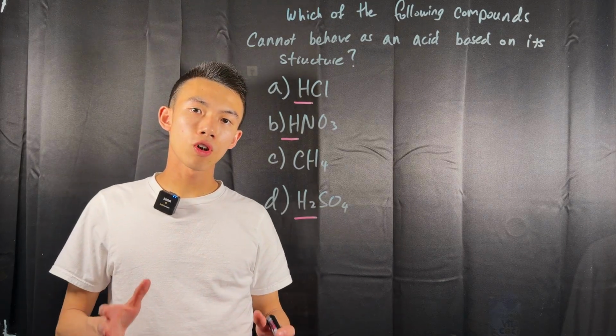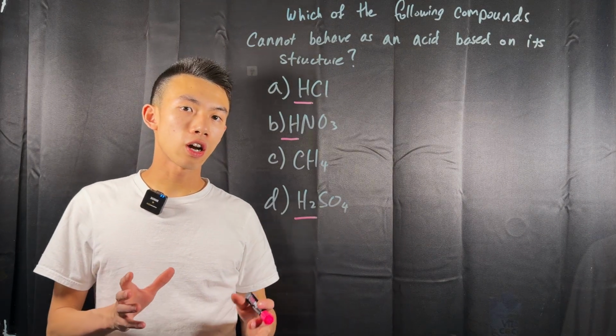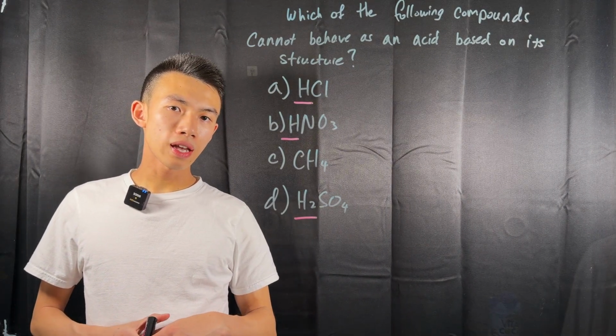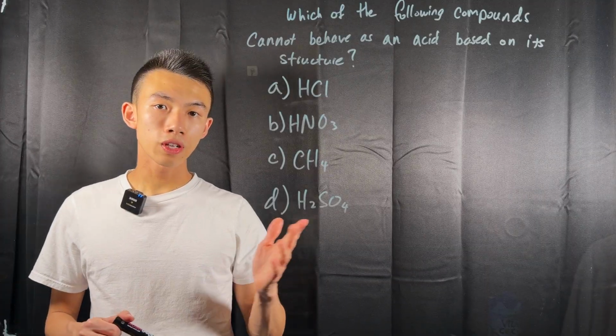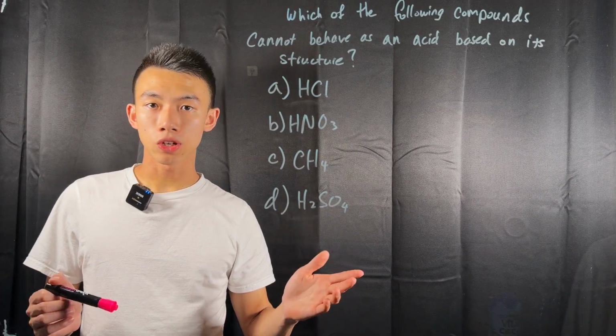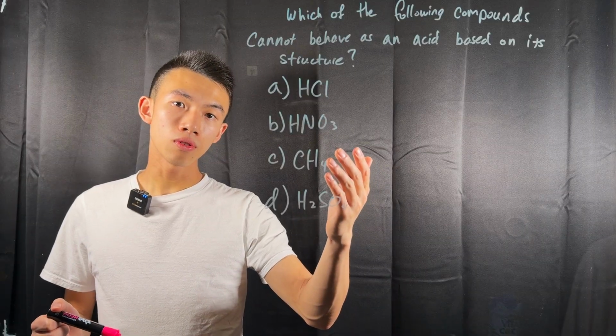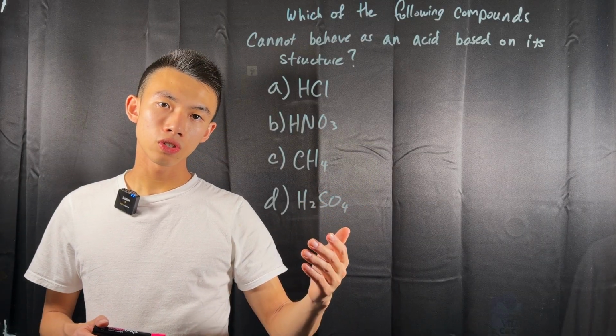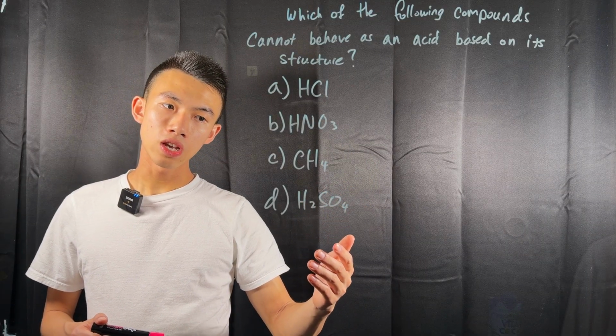Okay, now that you guys have watched the first video, let's go ahead and talk about some examples of which one is acid, which one is not acid. So if we're given the question, which of the following compounds cannot behave as an acid based on the structure? We have A, HCl, B, HNO3, C, CH4, D, H2SO4.